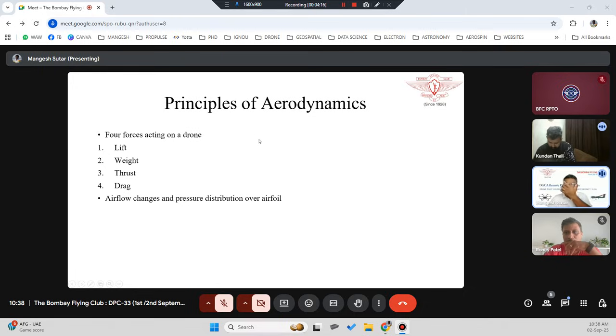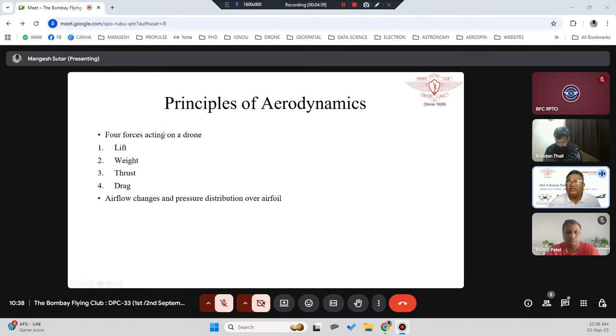Okay, so the principles of aerodynamics remain the same here because it's similar to a fixed wing. The four forces acting on a drone are lift, weight, thrust and drag. Airflow changes the pressure distribution over the airfoil. So when it is transitioned as a fixed wing, it will fly like a fixed wing aeroplane or fixed wing unmanned aircraft system.